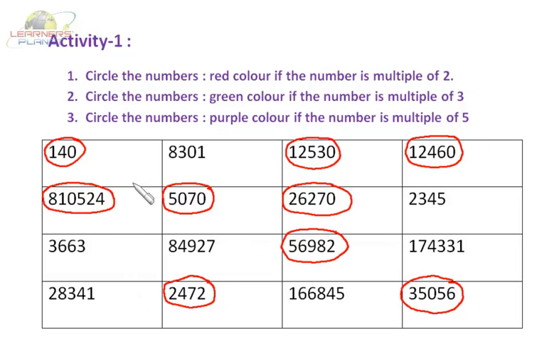So let's take the first number 140. If I add 1 plus 4 plus 0, I'll be getting 5. So 5 is not a multiple of 3. That means 140 will not be a multiple of 3. Okay. Similarly, this number 8301. Let's add all the digits. It's 8 plus 3, 11. 11 plus 1, 12. So 12 is a multiple of 3. That means 8301 is also a multiple of 3. So let's circle it in green color.